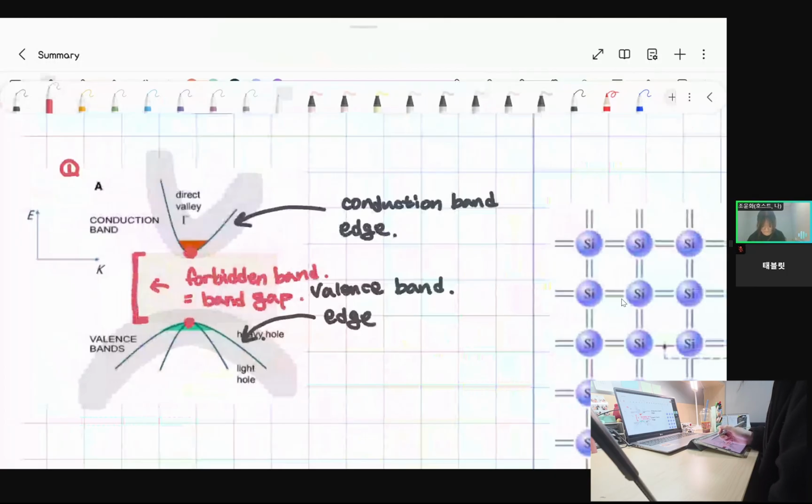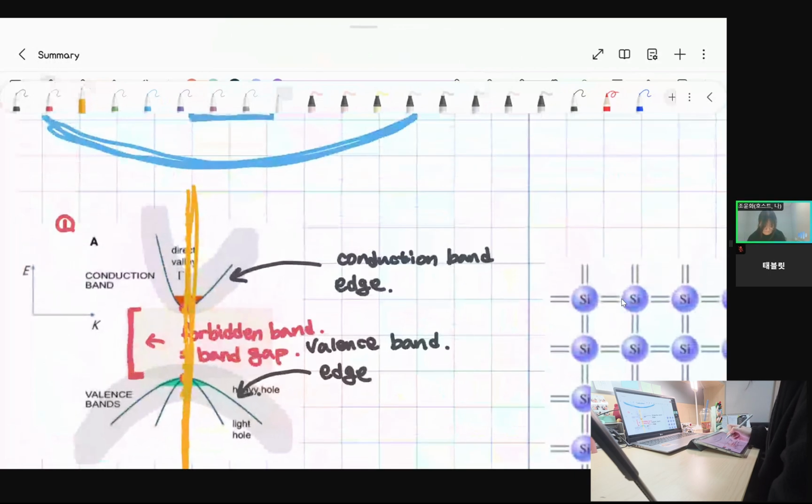In this case, the conduction band edge and valence band edge are aligned the same. So we can see this EK diagram in gallium arsenide.